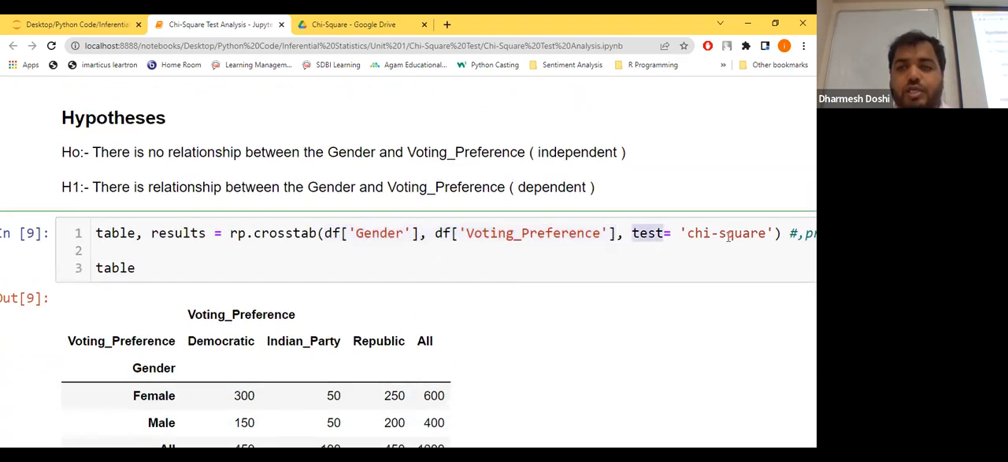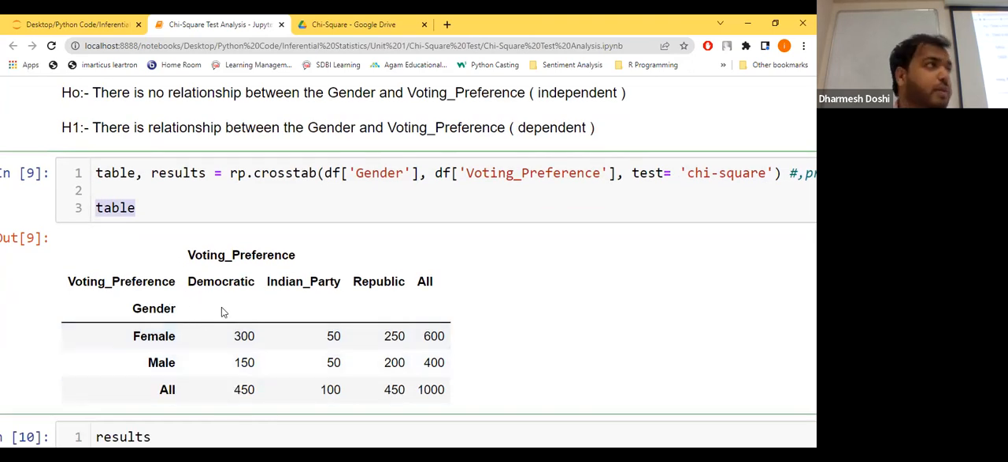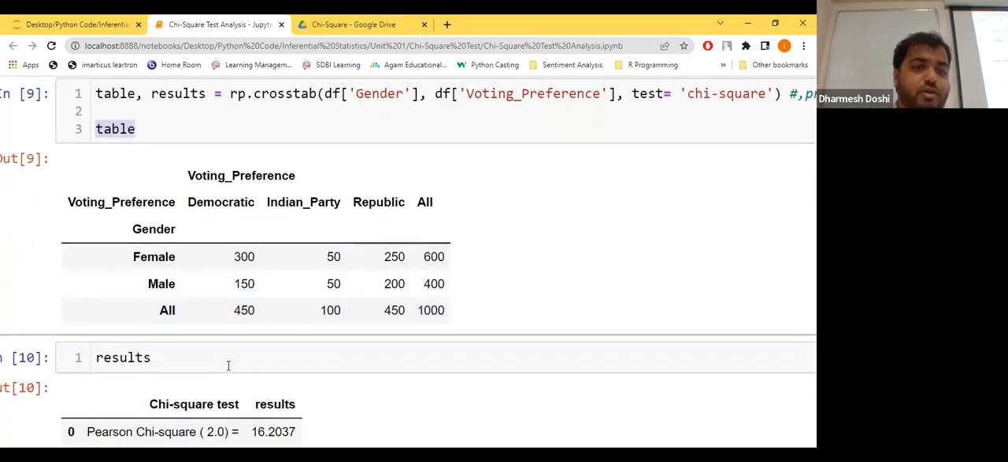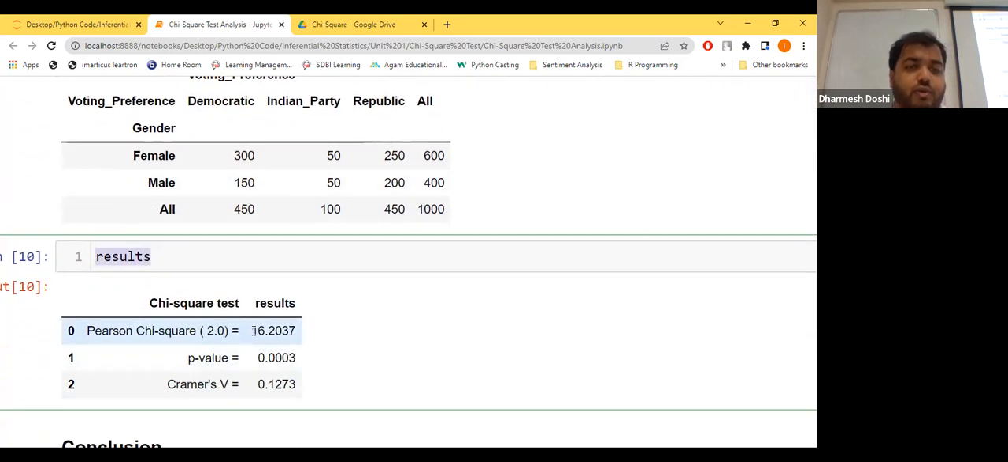And I want to perform this test. Chi-square. Clear? So this is a table value which we have. Same number we have written on pen paper. Same number we have solved. So what is the result we get? Chi-square value is 16.2.